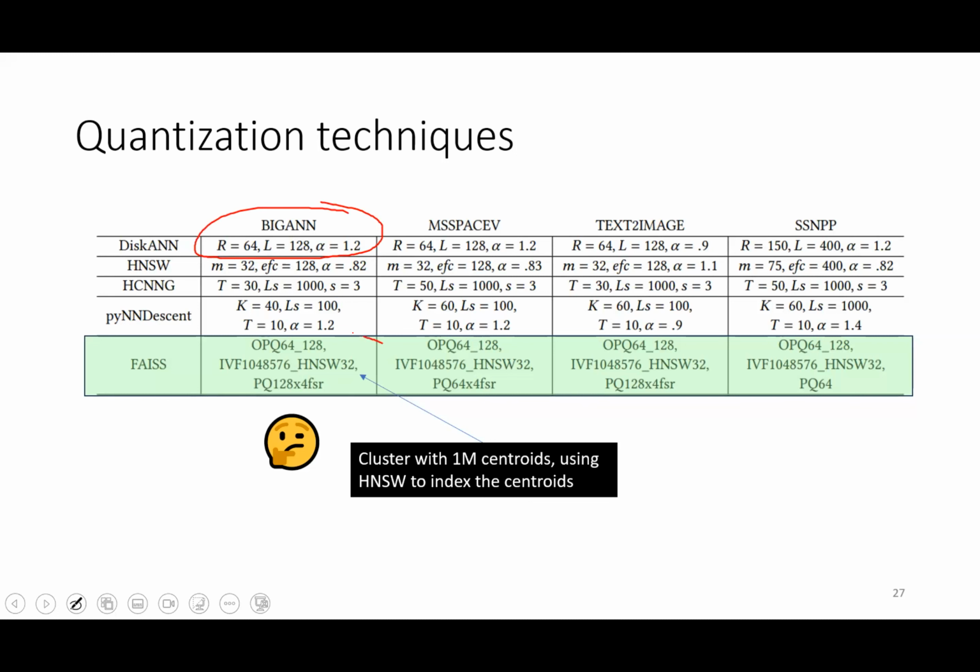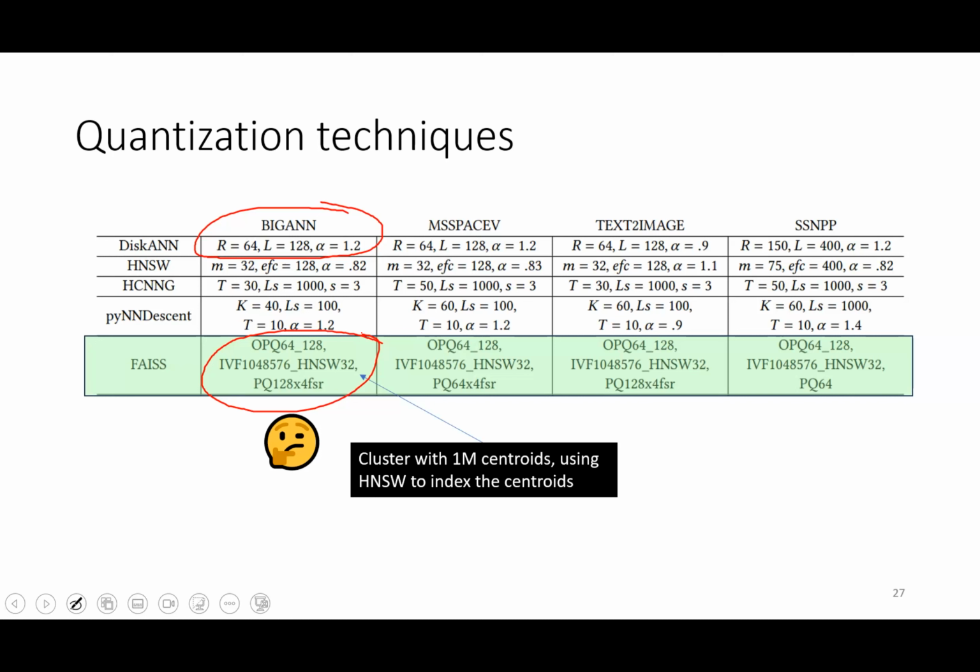For FAISS, they say, well, it's like an IVF. And here's a nice string. If you understand the string, you kind of know what we did. If you don't understand the string, you have no idea what's going on. The thing you might be able to understand now is the thing in the middle.